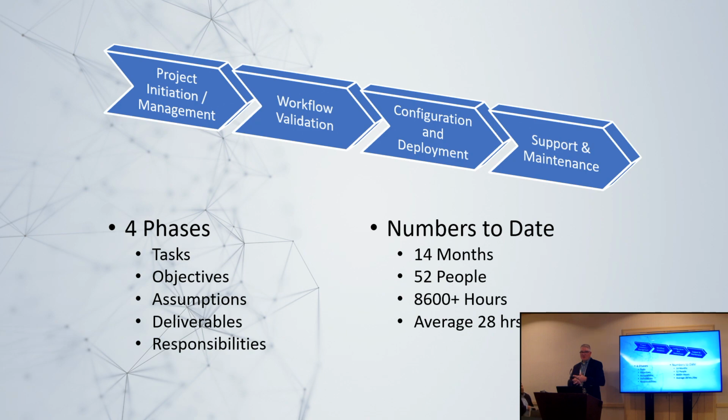To boil it down, there were 4 phases: tasks, objectives, assumptions, deliverables, responsibilities. That's 5. The 4 phases actually consisted of the project initiation, workflow validation, configuration and deployment, and support and maintenance. Within those 4 phases, each had those 5 bullet points. So for instance, workflow validation, we went through what are the tasks, what are the objectives, what are we assuming, what will the deliverables look like for that phase, and who's responsible for that.